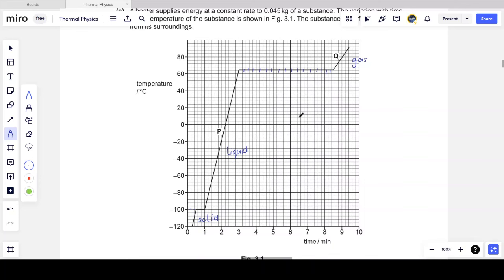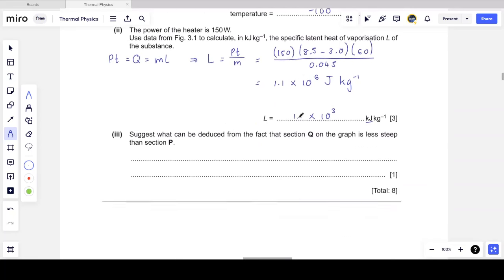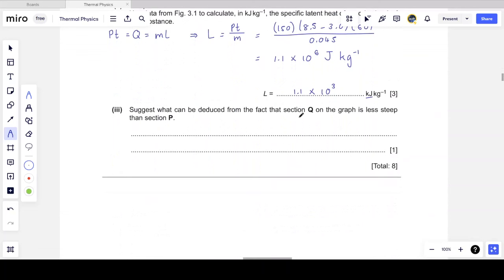That means it requires less energy to heat the liquid than it does to heat the gas. The gas requires more energy to heat, so its temperature increases more slowly. Now, I know a specific term or a phrase for things that require energy to change the temperature. We call that thing the specific heat capacity.